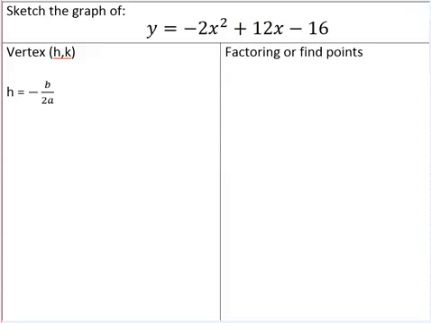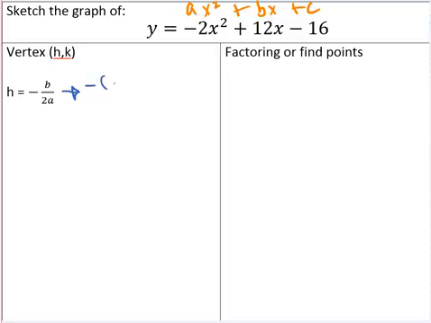Let's take a look at graphing y equals negative 2x squared plus 12x minus 16. First things first, we're going to label with our standard form so I can identify my a, b, and c. Now I'm going to plug in to my vertex formula, which is negative b over 2a.